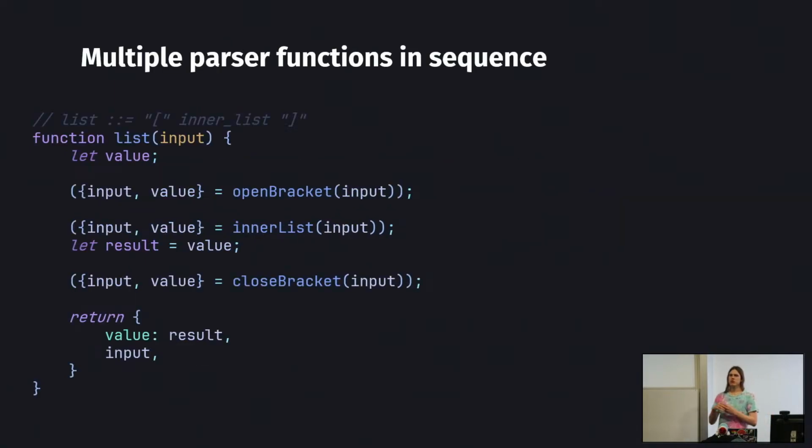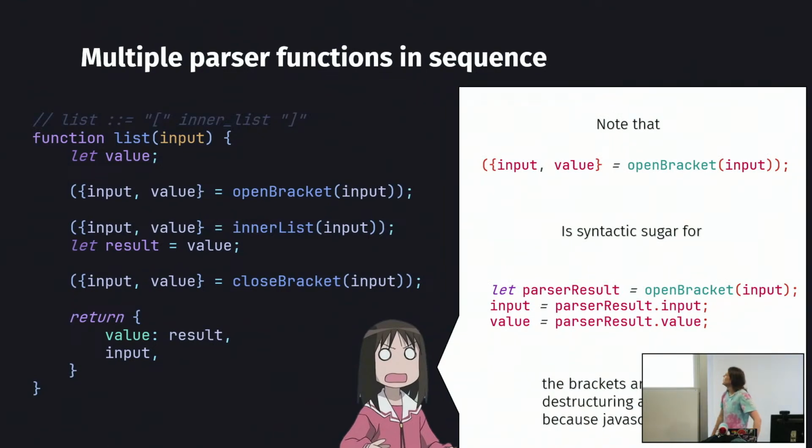How would we write a grammar that parses multiple of our small symbols in sequence? And the answer is we just run them one after another. Now, just note, this is a little bit of syntactic sugar.